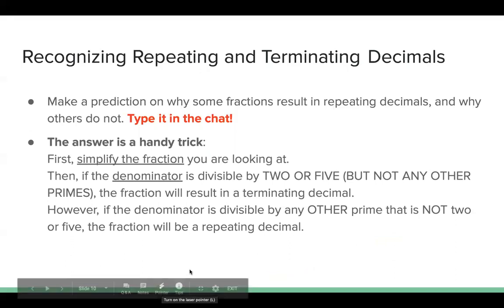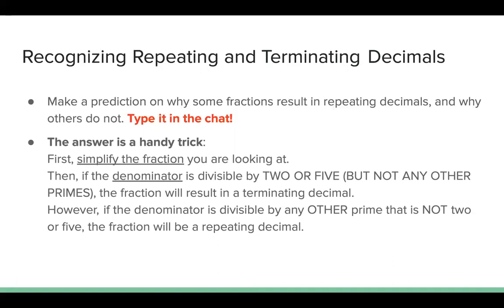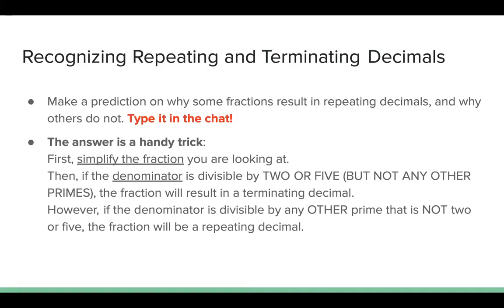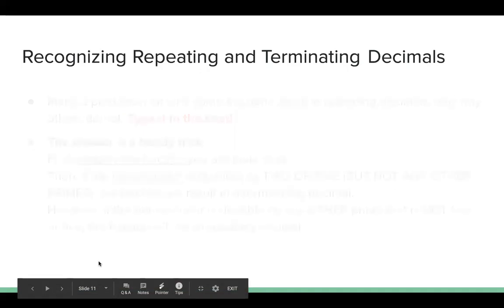So look at the denominator, see if it's divisible by 2 or 5. Then the fraction will terminate. So like 1/4, that's divisible by 2, it will terminate. But if the denominator is not divisible by 2 or 5, then the fraction will repeat. So like 1/7, that will repeat. Does that make sense? Yeah. Okay, great.